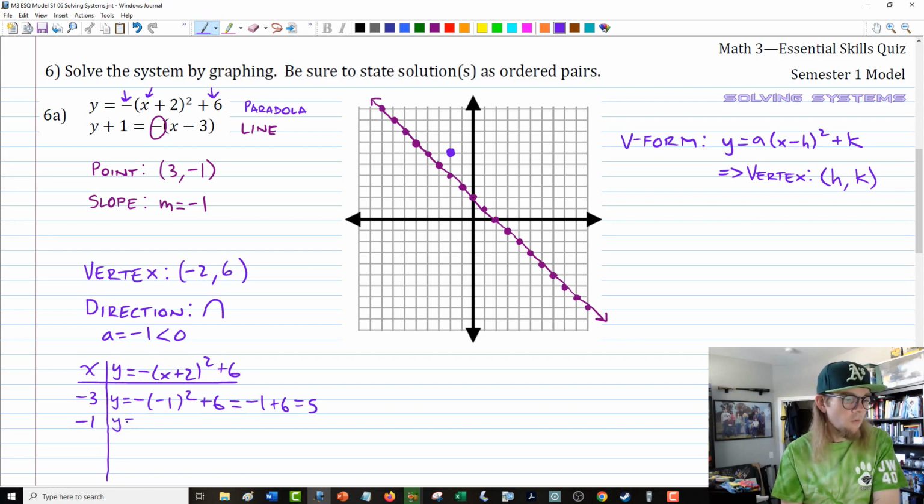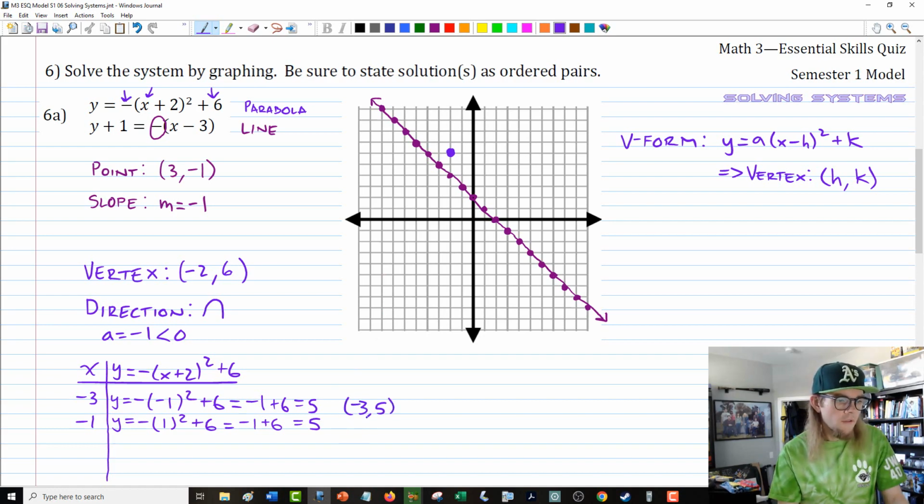And then if we plug in negative 1 here, you might be able to remember that stuff that we talked about with symmetry. Negative 1 plus 2 is going to be positive 1, squared, plus 6. But we still have that negative out in front. So we'll still have negative 1 plus 6, which is 5. So our first 2 points here are going to be (negative 3, 5) and (negative 1, 5). So based on that, we'll see right off the bat that we do get an intersection at (negative 3, 5), but we don't at (negative 1, 5).